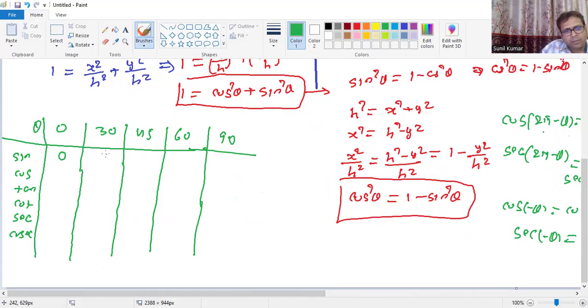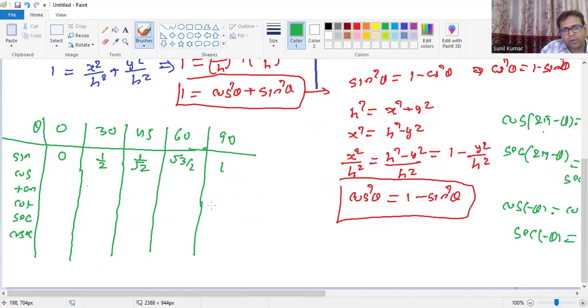Sine 0 is 0, sine 30 is 1 by 2, sine 45 is 1 by root 2, sine 60 is root 3 by 2, and sine 90 is 1. For cos, nothing needs to be remembered. Once we have the sine values with respect to the respective angles, sine 0, sine 30, sine 45, sine 60, sine 90.